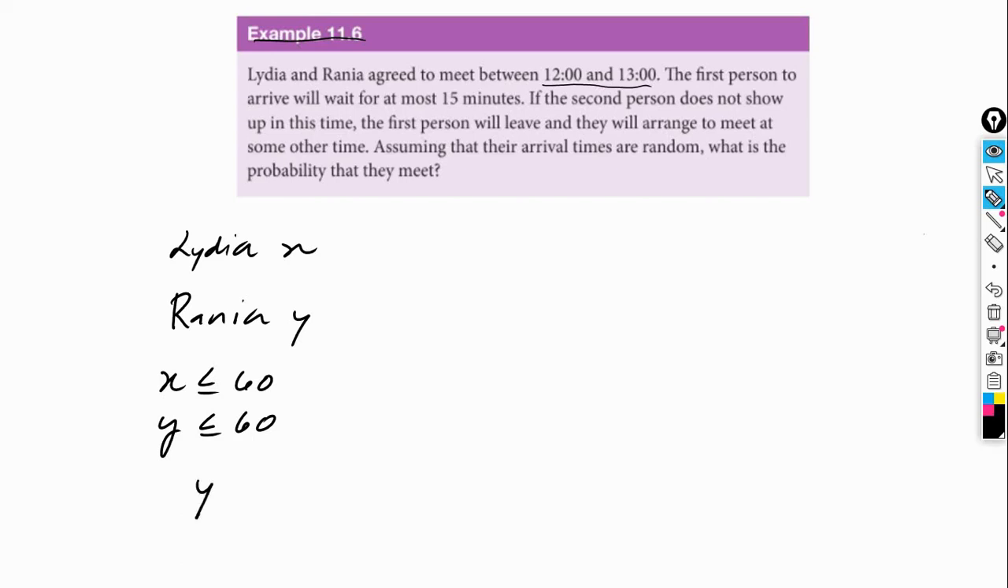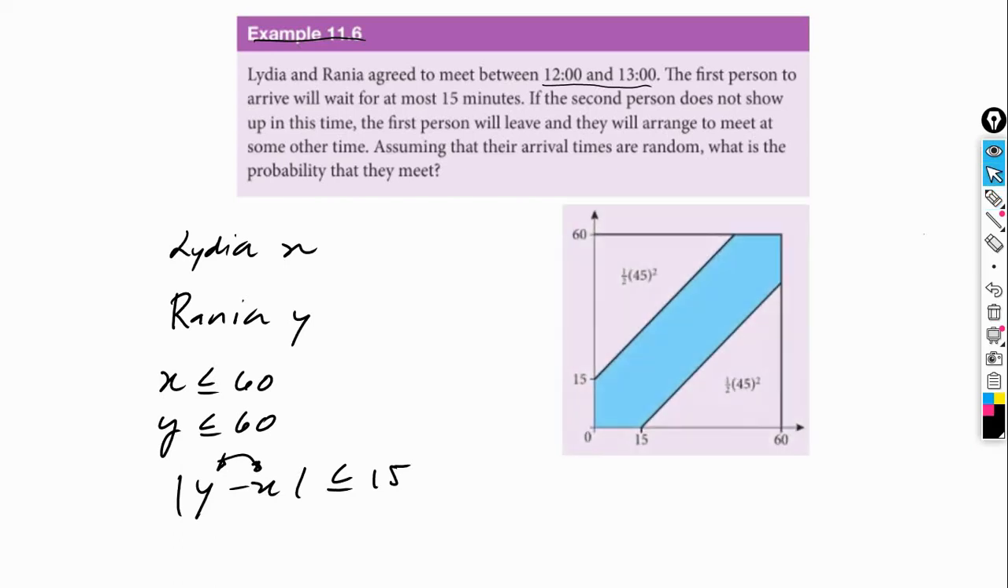So that means that the absolute value of the difference between arrival times Y and X must be less than or equal to 15. Why do we use absolute value? Because these two can be in either order, right? One of them can arrive before the other one. So now we're going to use geometric probability to solve this problem.